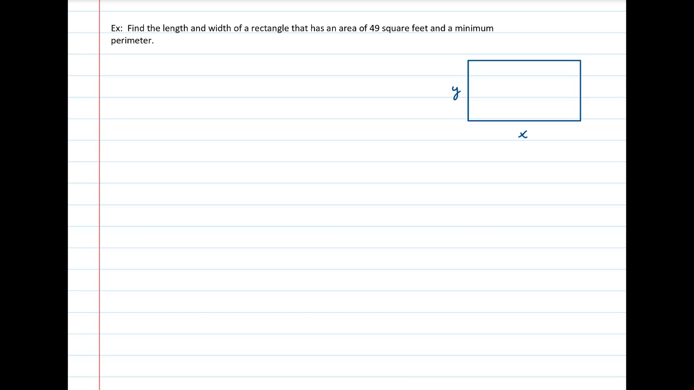You identify that by reading the problem and seeing which one you require. In this case, we want a minimum perimeter. So the perimeter formula is the one we're going to take the derivative of. Okay, we start by setting up a sketch here, since it applies. The length is x and the width I'm going to label as y. The area is length times width, so x times y is equal to 49, given by the problem.